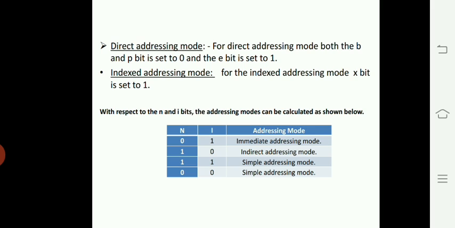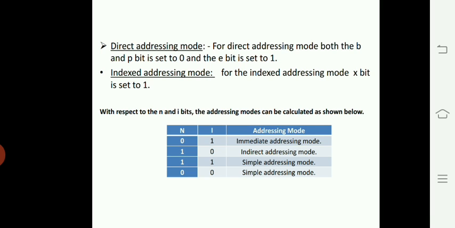The next addressing mode is the direct addressing mode. For direct addressing mode, both the B and P bits are set to 0 and the E bit is set to 1. Direct addressing mode means the address of the operand is specified directly. So the format 4 instruction type is used to represent the direct addressing mode. In that case, both B and P bits are set to 0 and the E bit is set to 1.